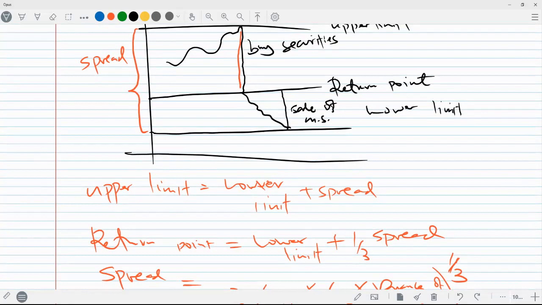If the cash balance approaches the lower limit, we need to increase the cash balance back to the return point. By doing what? By the selling of securities. What's the difference between the return point and the lower limit?